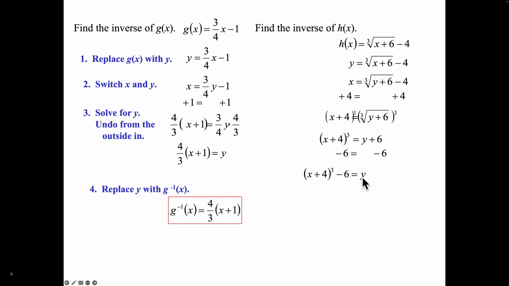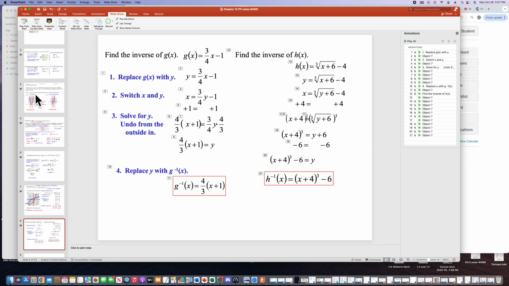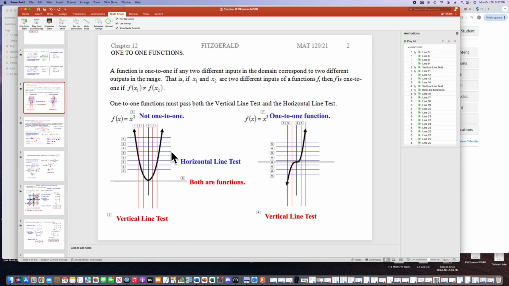There's my y. Replace it now with h inverse of x. There's my inverse function. Now, delicate matter. Let me pause this for a second. Go back to this graph right here. Remember how we said x squared was not 1-to-1?